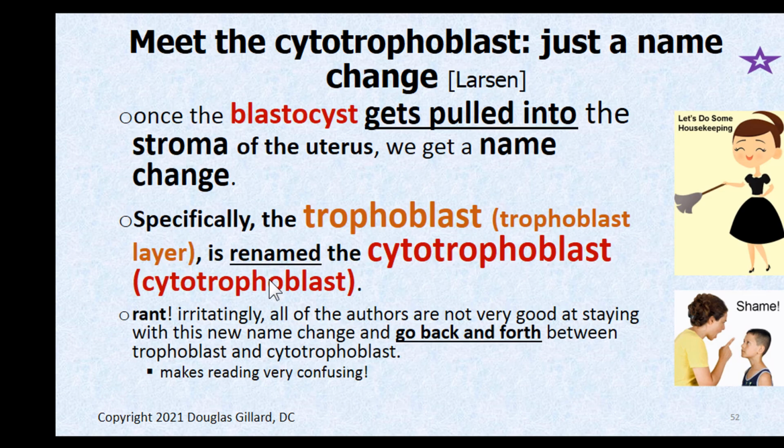All right, some name changes we have to do now. So we've been talking about that outer layer. It's been called the trophoblast. Once our blastocyst gets pulled inside the uterine wall, a name change occurs, and that's all it is. You don't call it the trophoblast anymore. Once it's inside the uterine wall, that outer layer of the embryo is called the cytotrophoblast. It's just an AKA. Cytotrophoblast is an AKA for trophoblast.